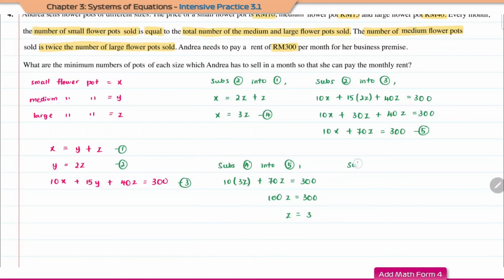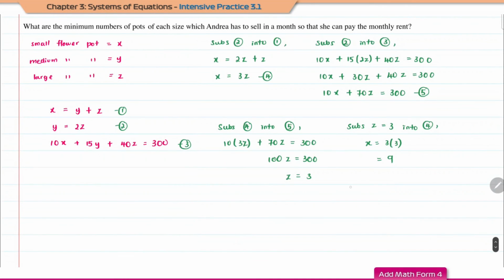So next I'm going to substitute z equal to 3 into equation 4 to find the value of x. So x is equal to 3 times 3. So x is equal to 9. Next I'm going to substitute z equal to 3 into equation number 2 in order to find y. So y is equal to 6.